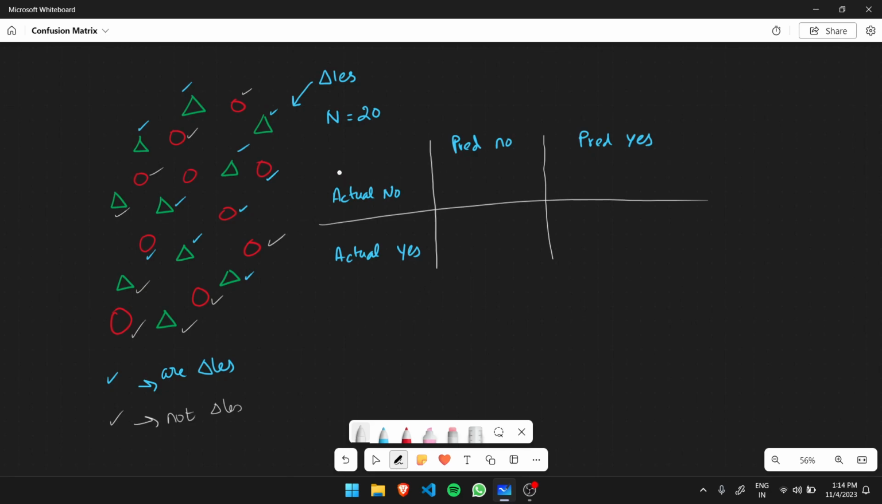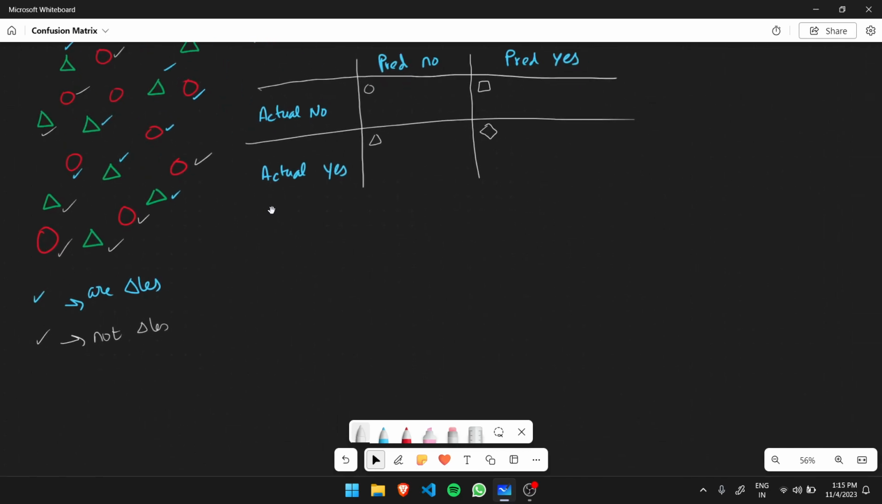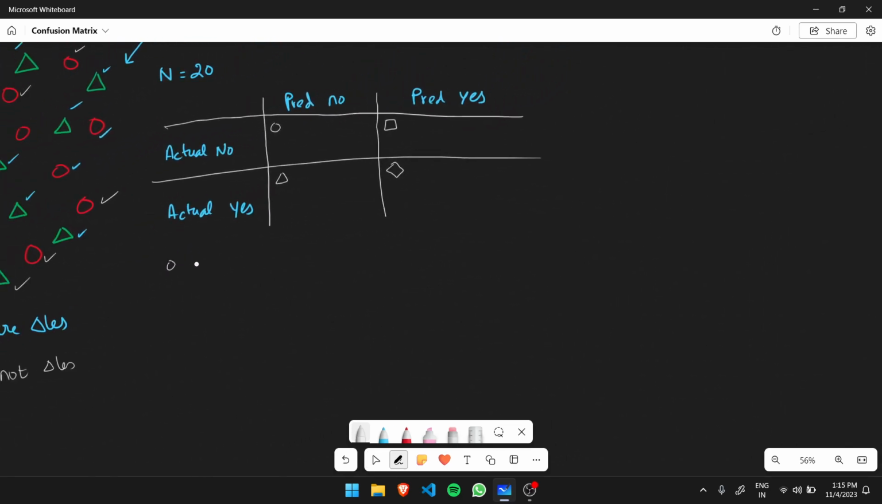Now, I'll give this some notation so we can understand what goes where. Okay, now, let's move this here. Okay, our circle indicates that our classification model predicted the images that are not triangles and are actually not triangles, which is good, right? Now let's go ahead and check for the square.